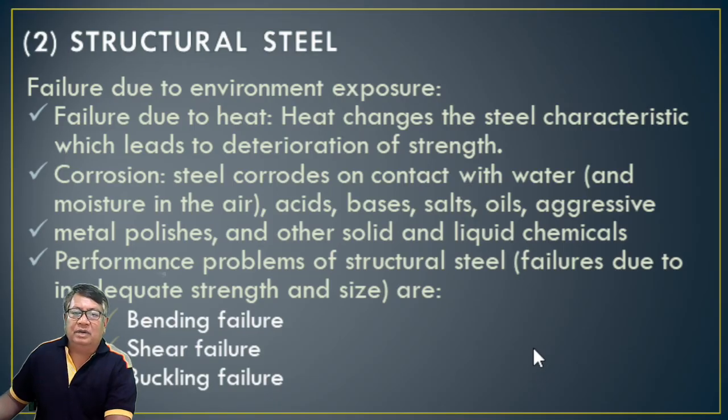Failure due to environment exposure, failure due to heat. Heat changes the steel characteristic, which leads to deterioration of strength. So it is very clear that if we are going to let this steel be exposed to excessive heat by the sun or any other source of heat, then the strength of this steel will deteriorate or weaken. Corrosion: steel corrodes on contact with water, acids, bases, salts, oils, aggressive metal polishes, and other solid and liquid chemicals. Performance problems of structural steel are bending failure, shear failure, and buckling failure.